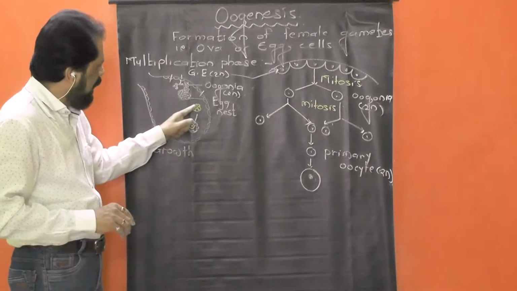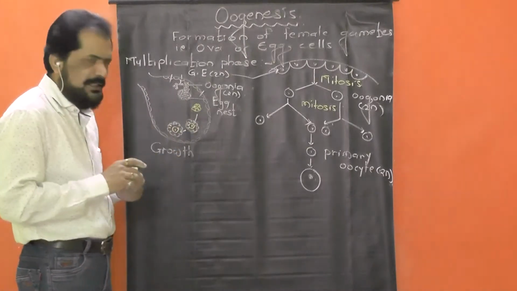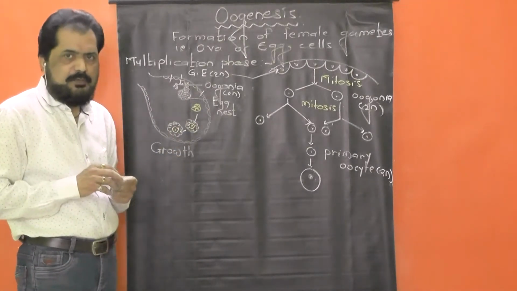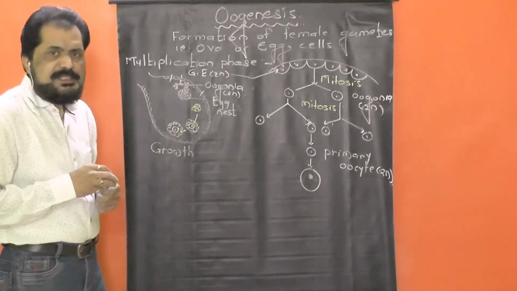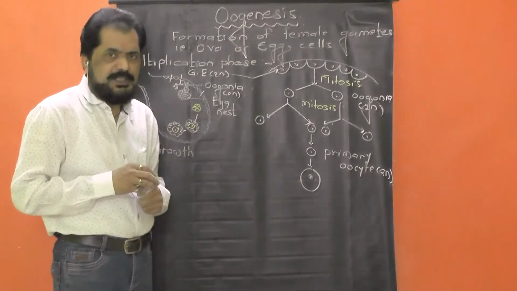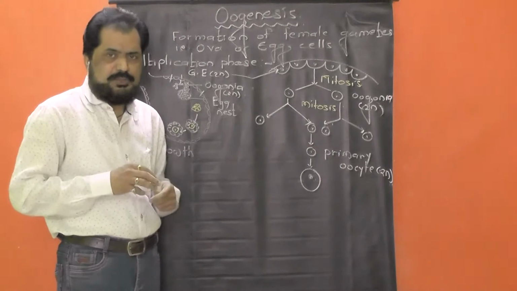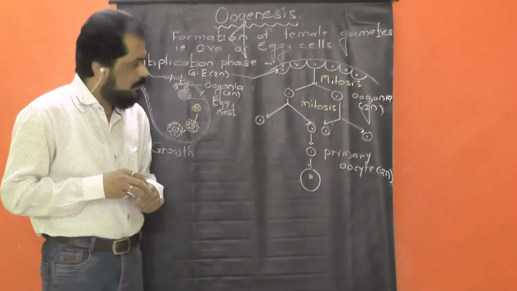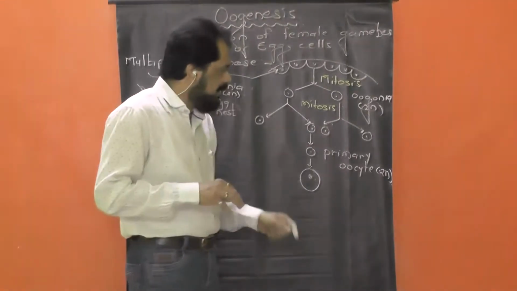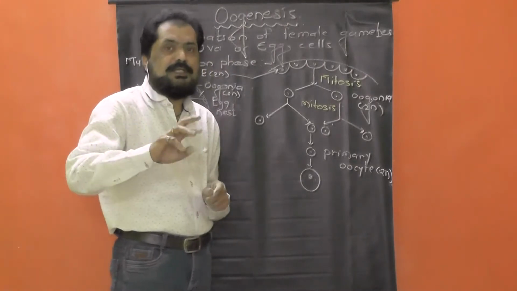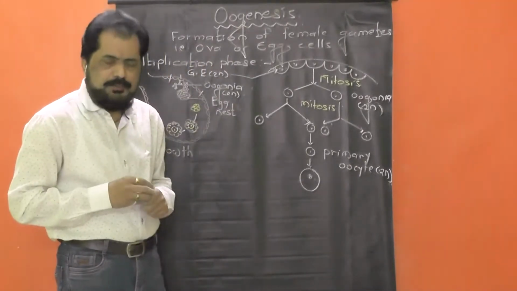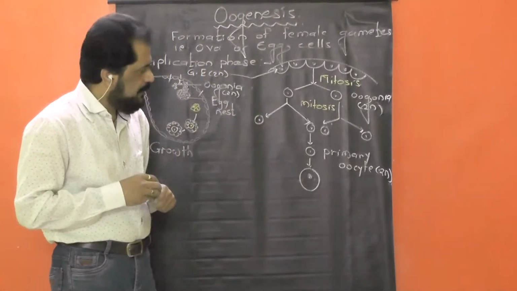Here I have shown primordial, primary, secondary, and now when it attains sexual maturity, that is, we can say around the age of 12 or 13 years, what happens? This primary oocyte is converted into secondary oocyte. How is that? Let me explain to you.